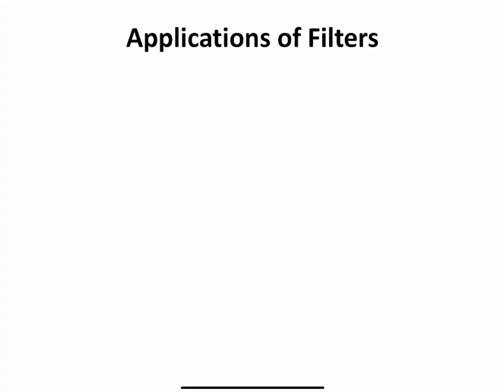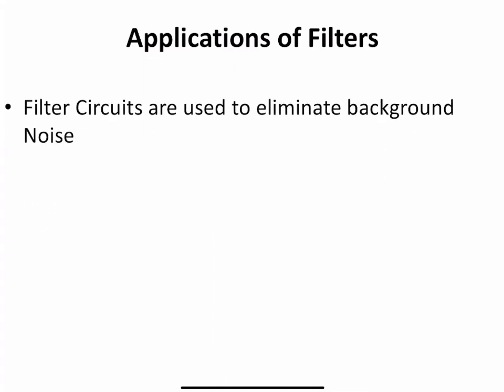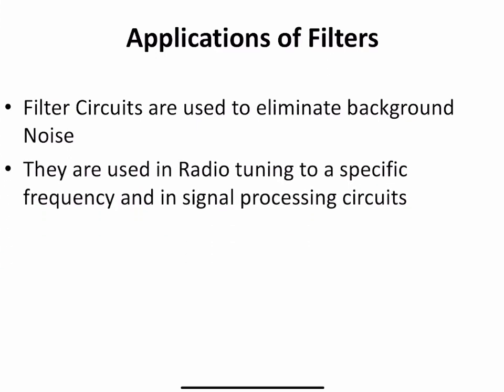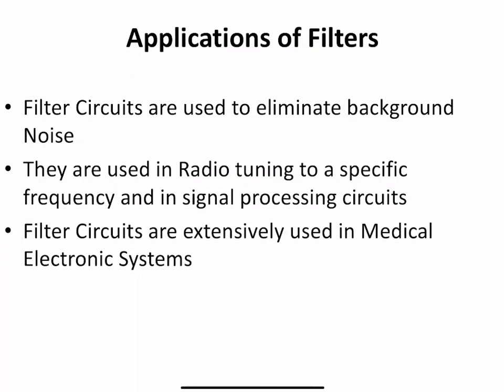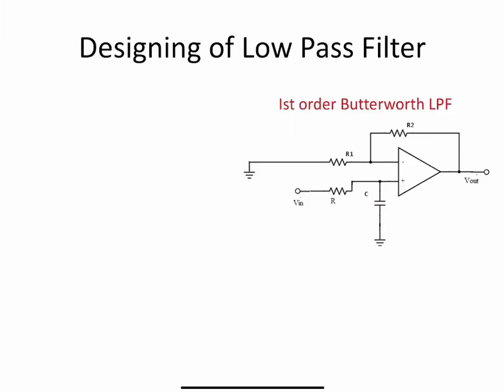Next is applications of filters. Filters are used to eliminate background noise, and filters can be used in radio tuning to a specific frequency. In signal processing circuits, filters are also used, and filters are extensively used in medical electronic systems to remove background noise, to remove disturbances, to remove frequency components other than the desired frequency components. Next is low pass filter.